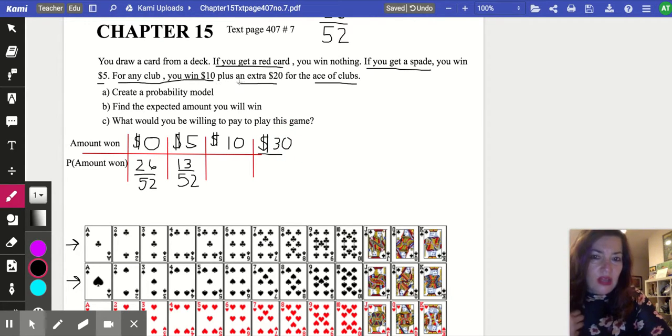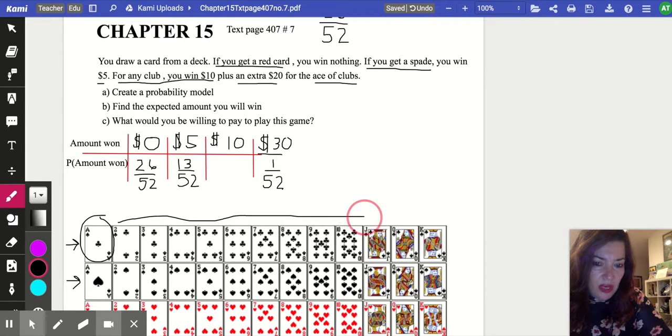Because right here it says you win $10 if you get a club, any club, and $20 more if it's the ace of clubs. So that means a total of $30 if you get this card right here, the ace of clubs. So the probability of getting the ace of clubs, you can see right here, is 1 card out of the whole deck of 52. So if you get any other club, that means it's $10. Working backwards from this situation, any other club, meaning the remaining clubs right here, would mean 12. So 12 out of 52.